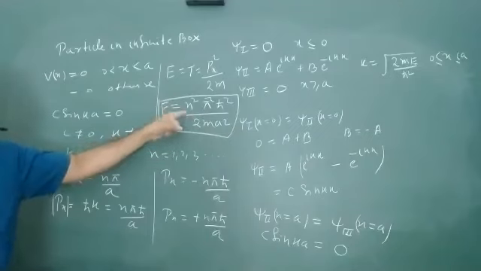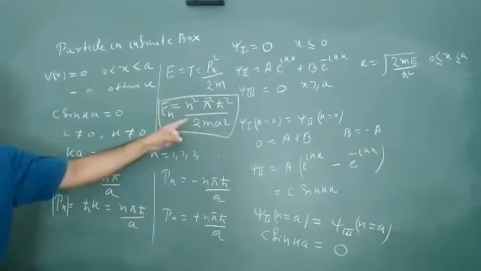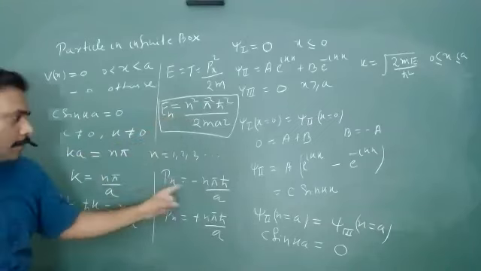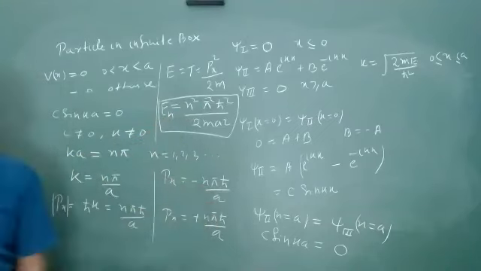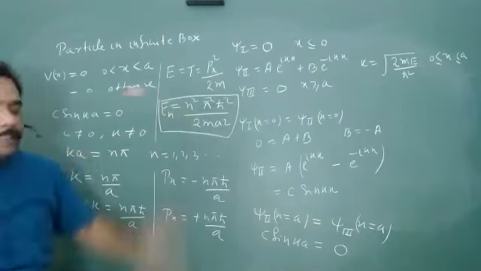If this is energy, how much momentum is associated with this? It is ħk, which is nπħ upon a, or ħk minus nπħ upon a. Both will give you the same energy.